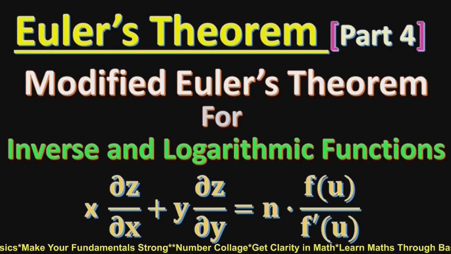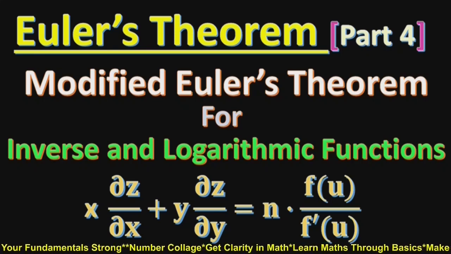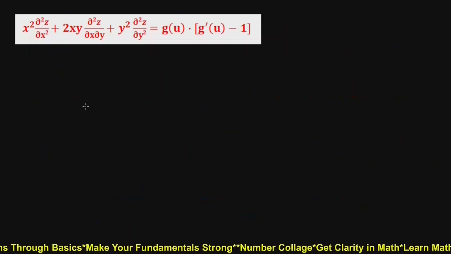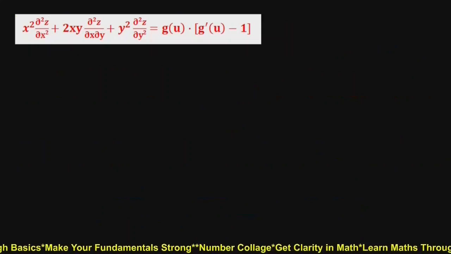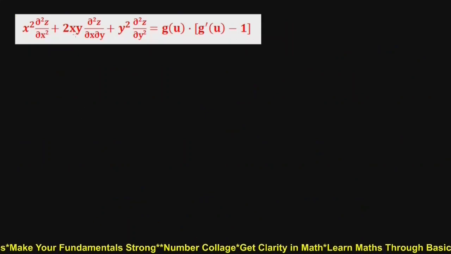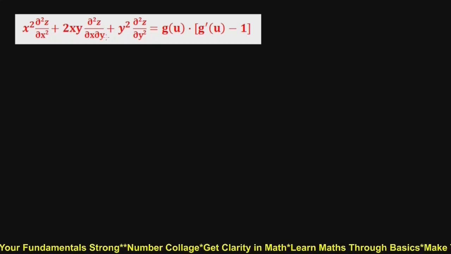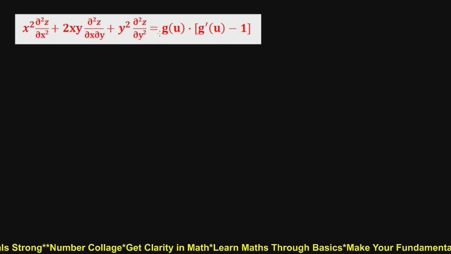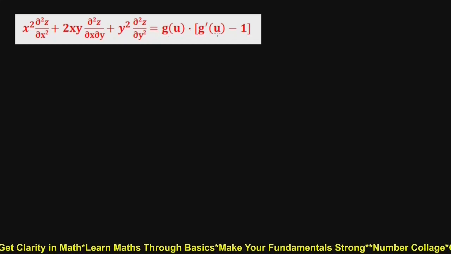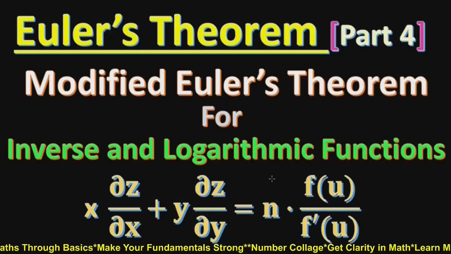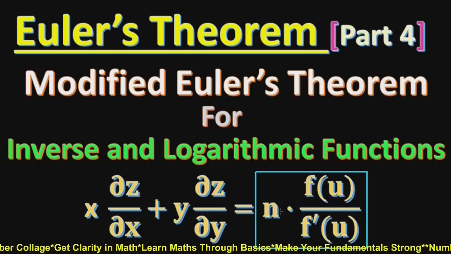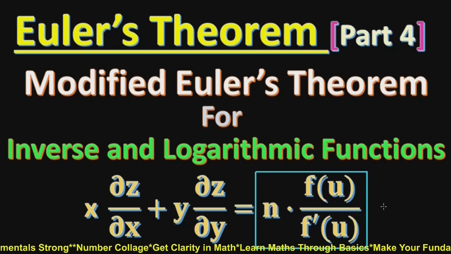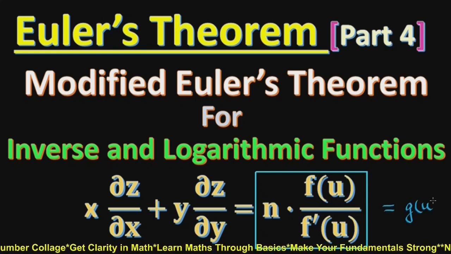In this video, we are going to study an extension of this modified Euler's theorem, given as x² ∂²z/∂x² + 2xy ∂²z/∂x∂y + y² ∂²z/∂y², which equals g(u) times (g'(u) − 1), where g(u) is n f(u)/f'(u). So this is g(u), a function of u.